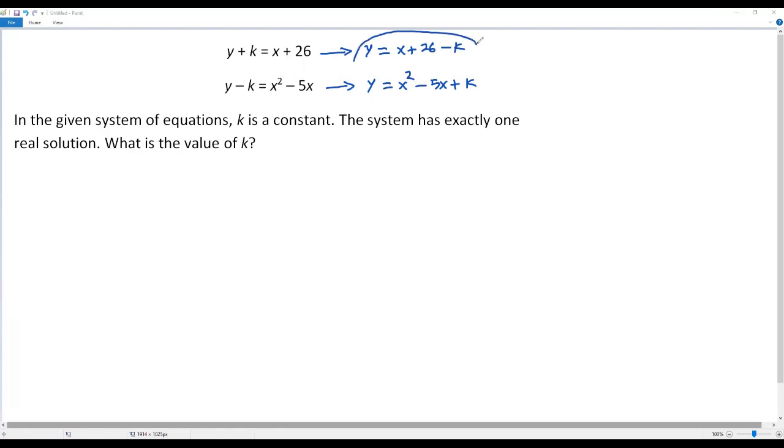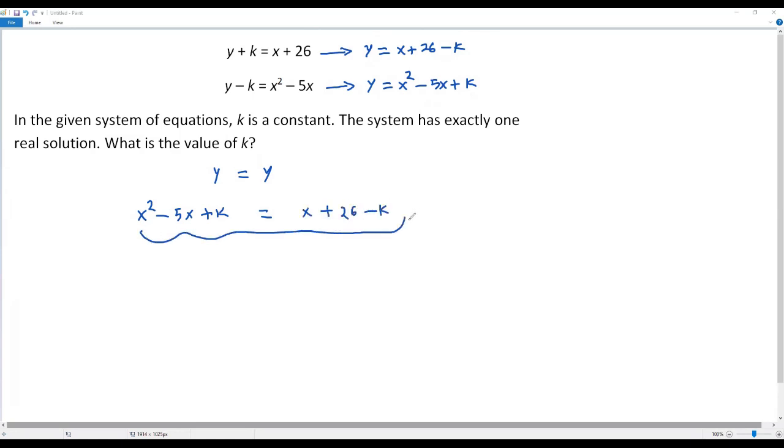Now let's solve these two equations by equating these two y's. Let me write y = y. For the y on the left side, let me consider the second equation: x² - 5x + k equals, for y on the right side, let me consider the first equation, that is x + 26 - k. Here we have a quadratic equation.